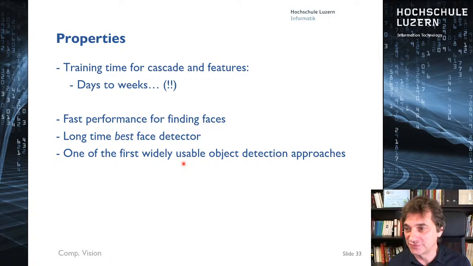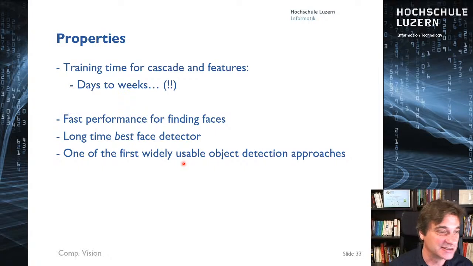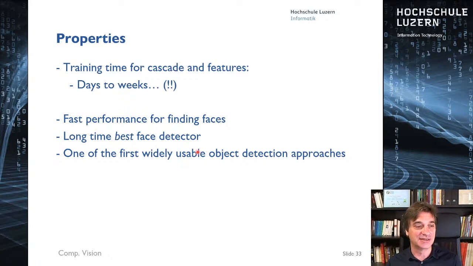Okay, so for a long time this was the best face detector. Even now, if people ask on the internet for the best face detector, people suggest Viola-Jones, but in the meantime there are some other approaches available, and it was really a usable approach. It has been implemented in a lot of devices and cameras, because it had a relatively low computation time. What's not so fast is the actual training time for the cascade and features. This can take days to weeks.